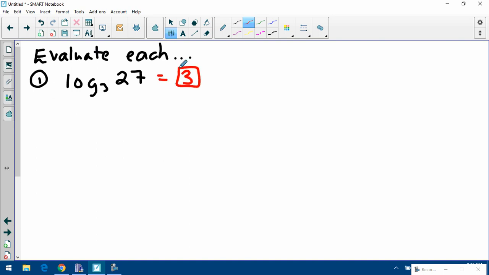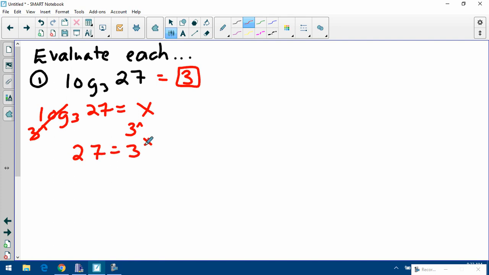Now, if you're not good with logs, again, you can make an equation out of it. You can say log base 3 of 27 equals x. That's what you're trying to find. Exponentiate by 3 to ditch that log. Then it's 27 equals 3 to the x. Then it's easier to see what the answer is. x equals 3.